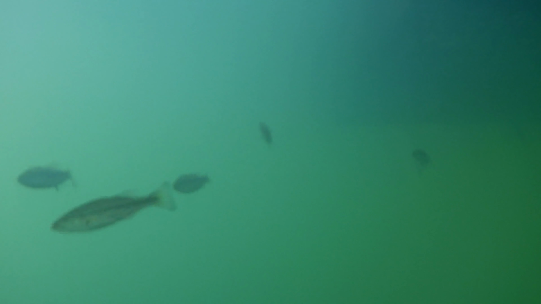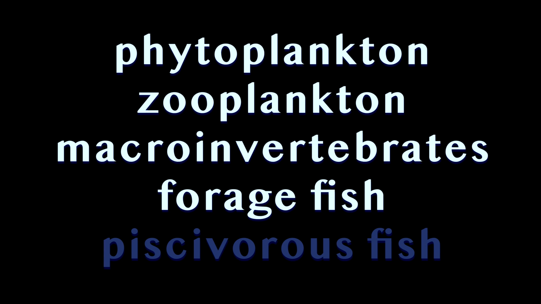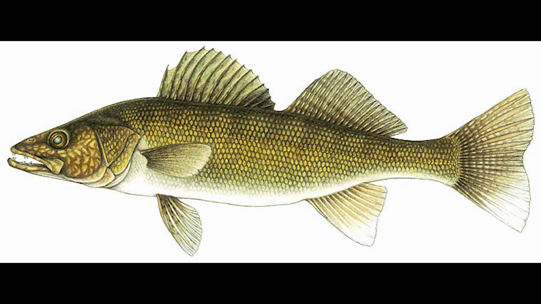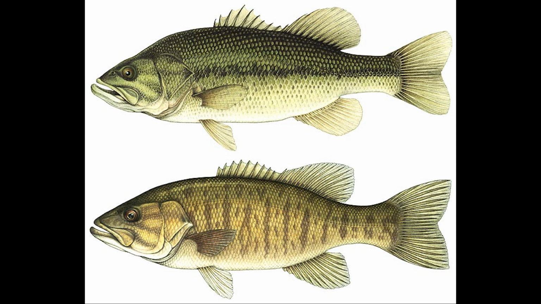However, there is a large number of fish species that are at the top of the food chain, and the majority of their diet is smaller fish. These are the piscivores. Piscivorous means fish-eating. One of the most well-known piscivorous fish is the walleye. Its large mouth and sharp teeth indicate its diet of other fish. Large and smallmouth bass are also fish eaters.